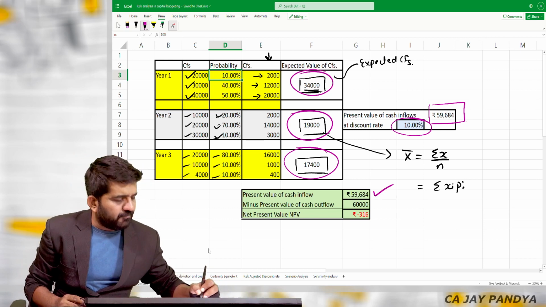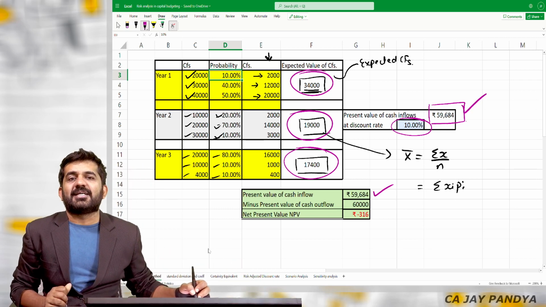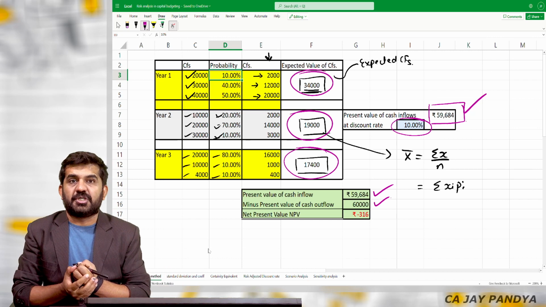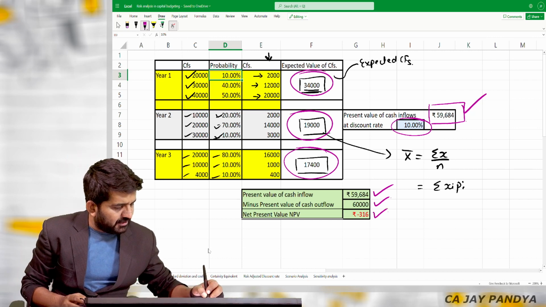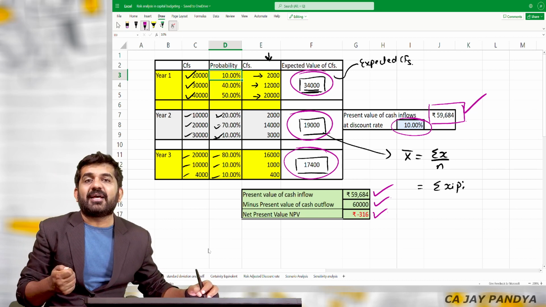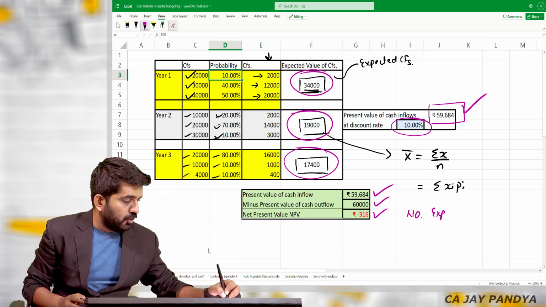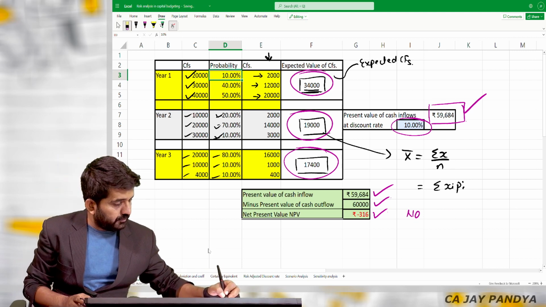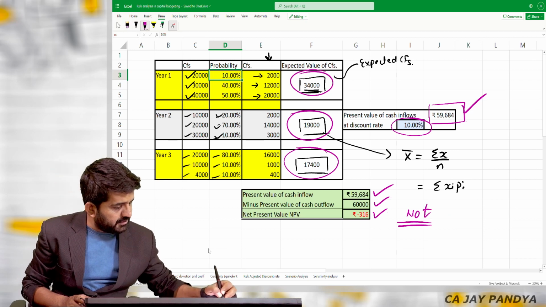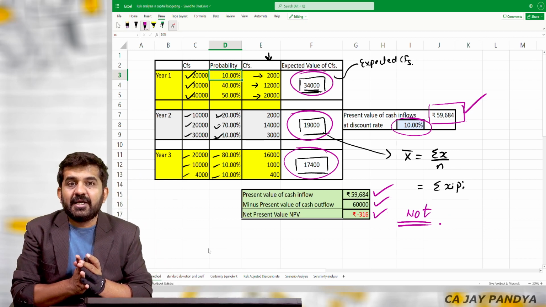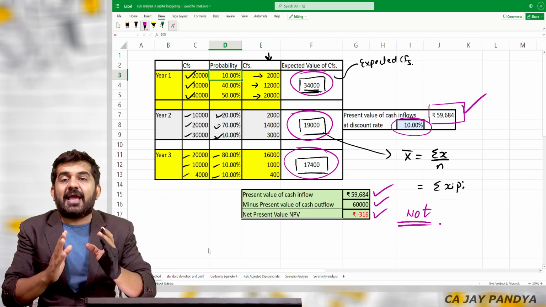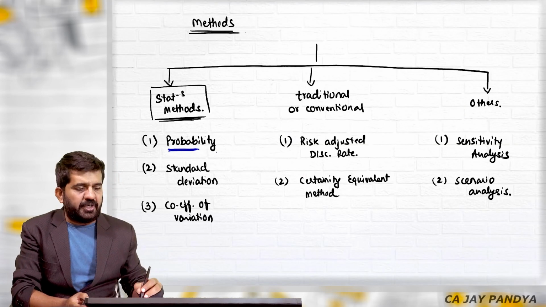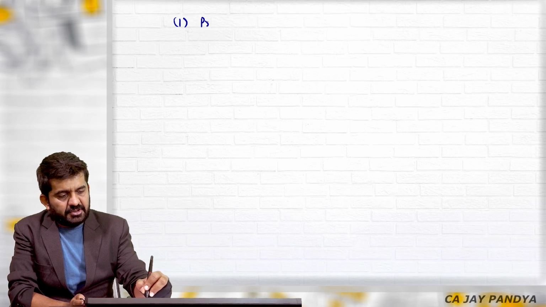What is the present value of cash inflow? 59,684, minus present value of cash outflow. What is it? 60,000. What is my NPV? 316 negative. Will I accept this project? No, I will not undertake this project because NPV is negative. Sir, have I taken capital budgeting decisions? The answer is yes. I am absolutely certain we have taken capital budgeting decisions.